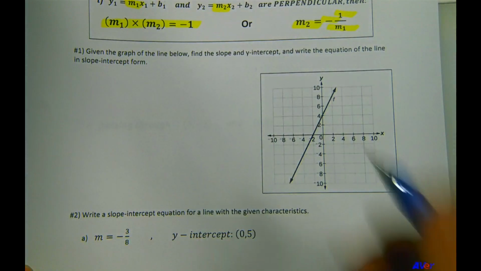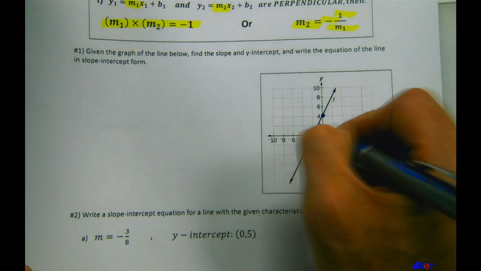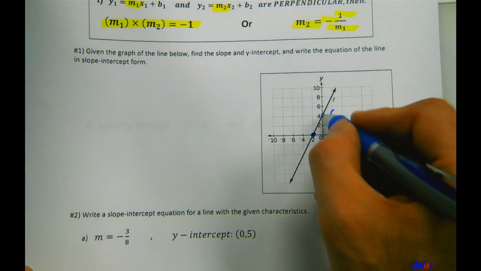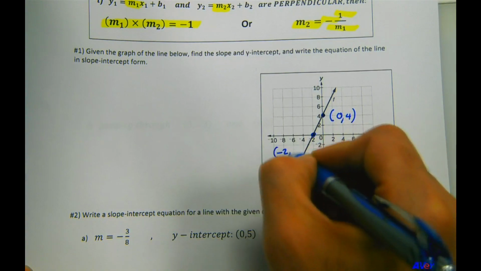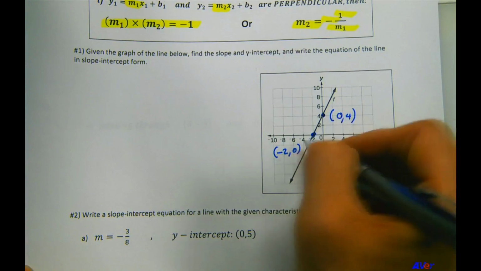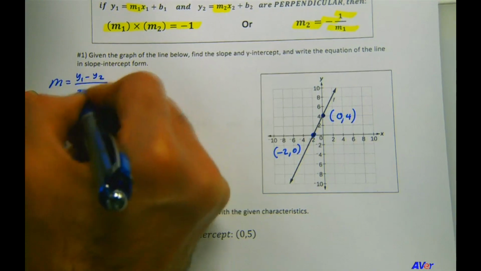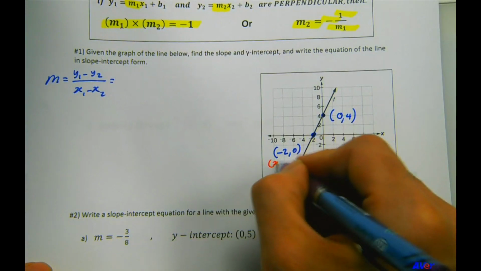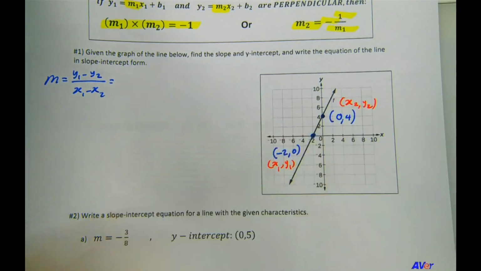Well, it's very easy, right? We pick 2 points. Any easy points on the line will do. I'll just pick the easiest points, in my opinion. So that one is (0, 4), and that one is (-2, 0), right? I'm going to pick those 2 points to calculate the slope first. We can call these x1, y1 if you like, and x2, y2. So let's plug into the slope formula here.